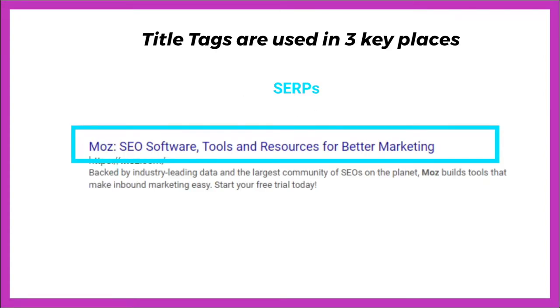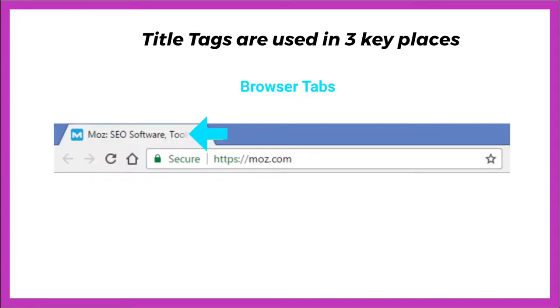Your title tag is what searchers see in the search engine page results, and it's their first experience with your site. An optimized title can be the make or break factor in determining whether or not someone clicks on your link, which is obviously really important.